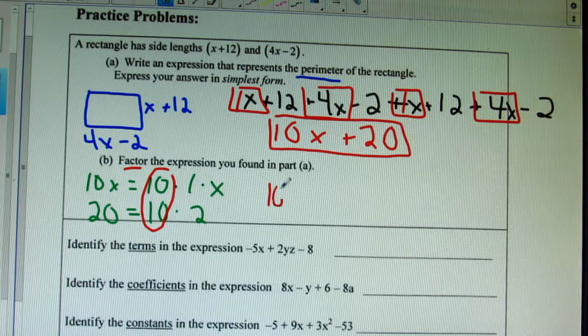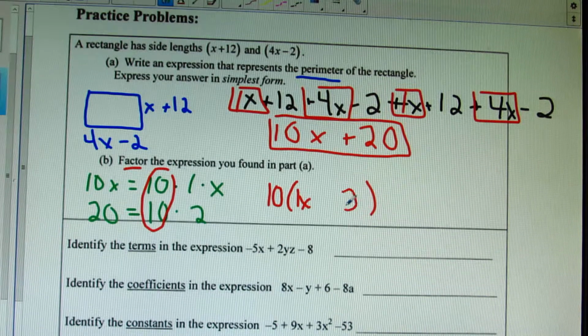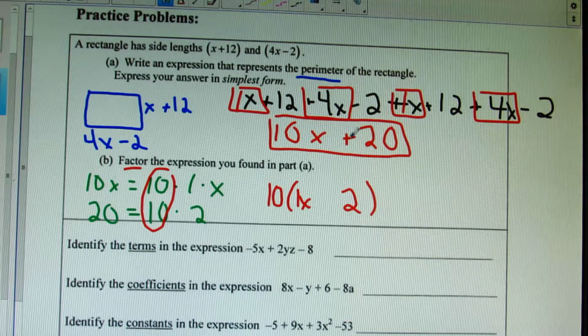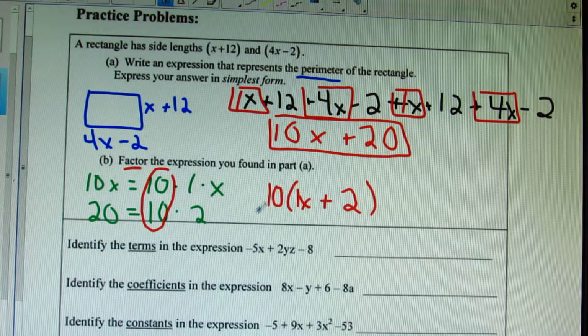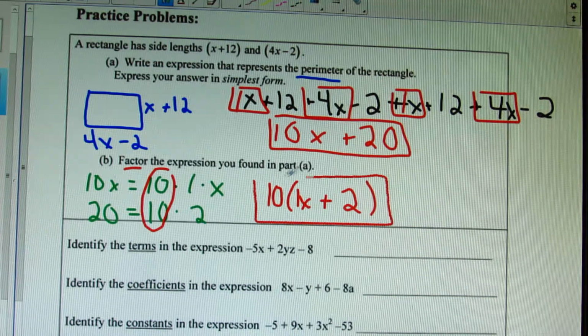I write the 10 out front, parentheses, like a distributing problem. I write my 1x, which is left over from the first term, and my 2, which is left over from the second term. My original problem had an adding sign, so my final problem will also have an adding sign. And this is my final factored answer.